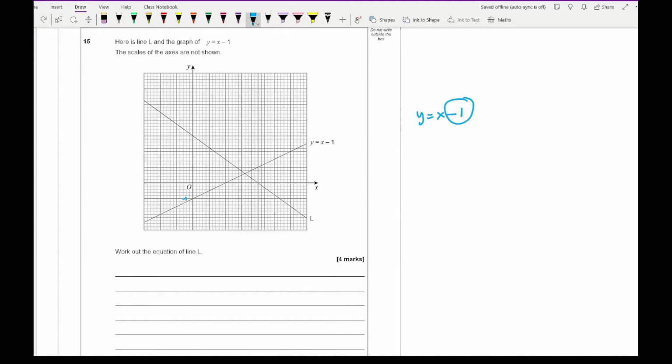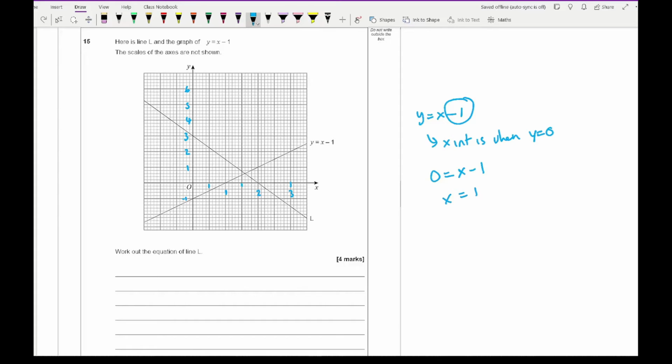Looking at y equals x minus 1, this is going to be the y-intercept, so this is going to be minus 1. Whenever you're drawing a graph, the scales are going to be equally spaced, so that's 1, 2, 3, 4, 5, 6, etc. The x-intercept is when y equals 0. So if y equals 0, I end up with x minus 1, so x equals 1. Then I've got spaces of 2, so this is going to be 2, and that's going to be 3.